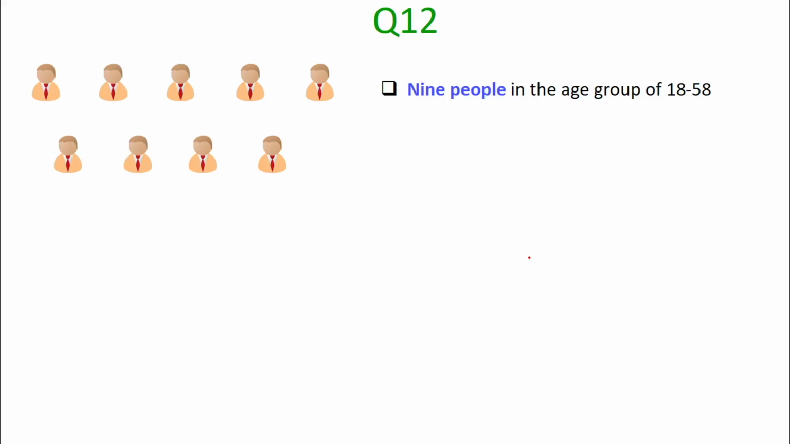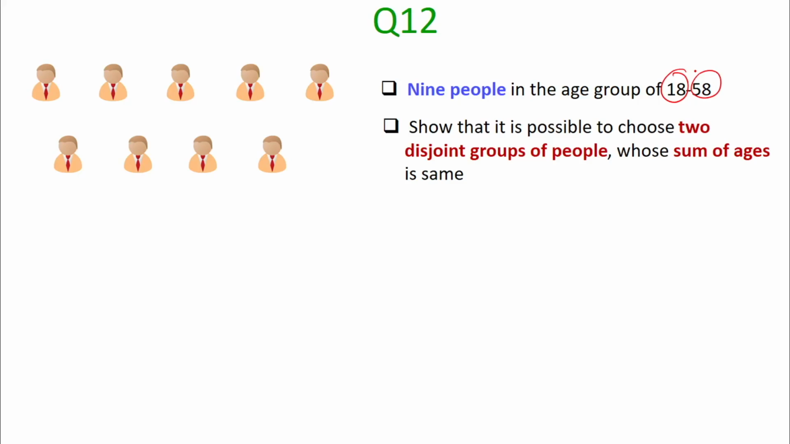Now let's go to question 12. In this question, we want to show the following. You are arbitrarily picking 9 people who are in the age group of 18 to 58. That means the minimum age that is allowed is 18, the maximum age allowed is 58. Now we want to prove that irrespective of what exactly are their ages, as long as they are in the range 18 to 58, it is always possible to choose two disjoint groups of people out of these 9 people whose sum of ages is the same.